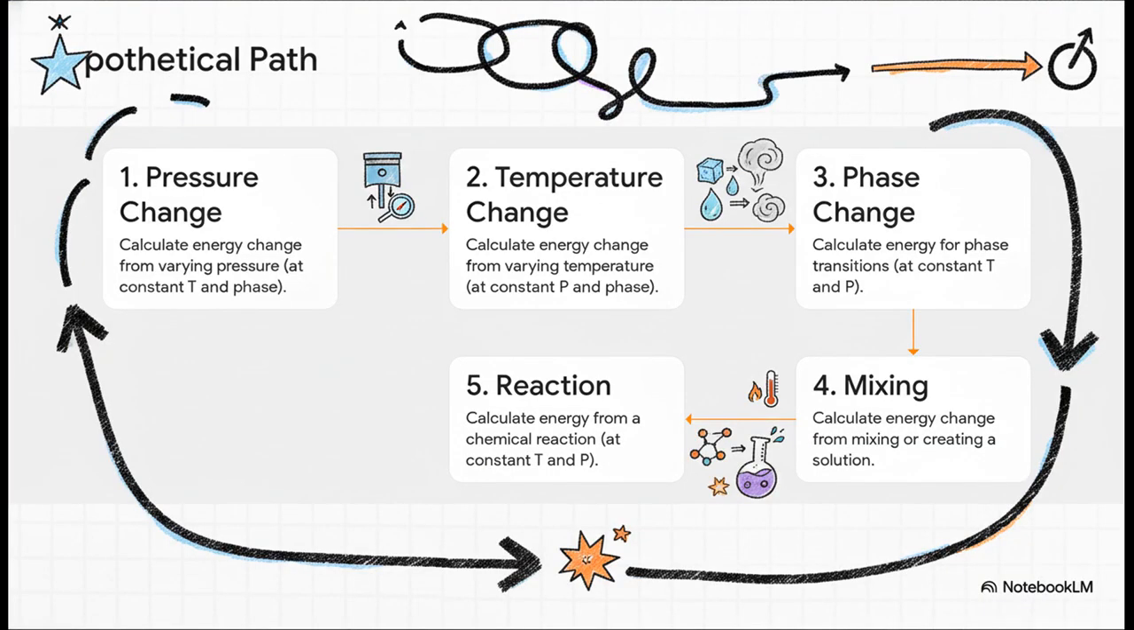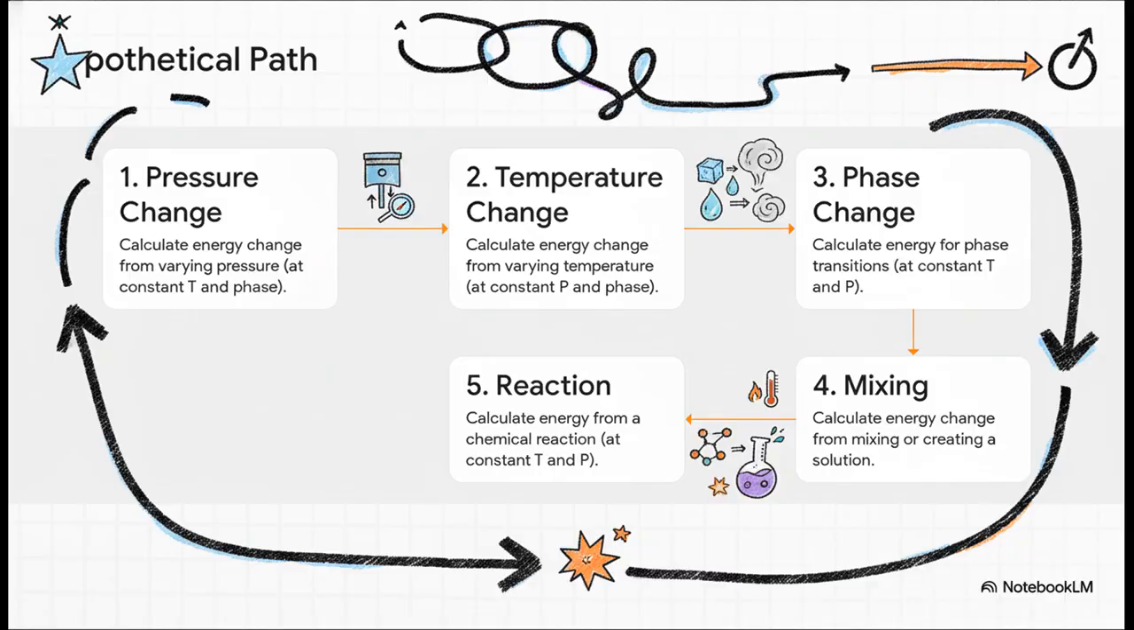Because enthalpy is what we call a state function, which just means it only cares about the start and end points, not the journey it took to get there. Engineers can invent a simple, totally imaginary path to calculate it. They break a really complex change down into a series of super easy steps. A little change in pressure, then a change in temperature, maybe a phase change, and so on. They calculate the energy for each simple step and then just add them all up.